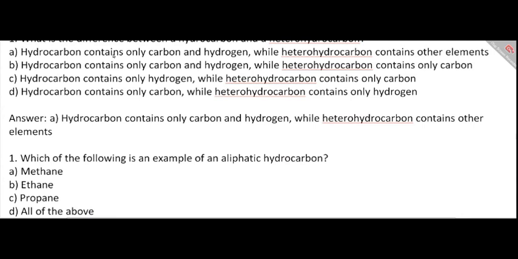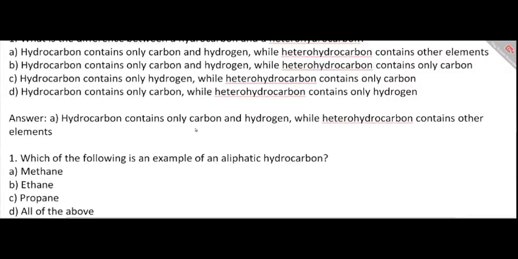What is the difference between a hydrocarbon and a heterohydrocarbon? Options are: hydrocarbon contains only hydrogen and carbon, while heterohydrocarbon contains other elements. Hydrocarbon contains only carbon and hydrogen, while a heterohydrocarbon contains only carbon. C, a hydrocarbon contains only one hydrogen, while a heterohydrocarbon contains only carbon. A hydrocarbon contains only carbon, while a heterohydrocarbon only contains hydrogen. So option A is correct. A hydrocarbon contains only carbon and hydrogen, while a heterohydrocarbon contains other elements as well.